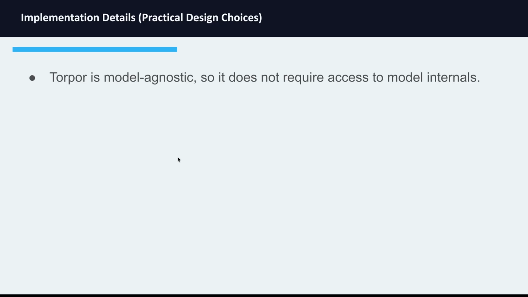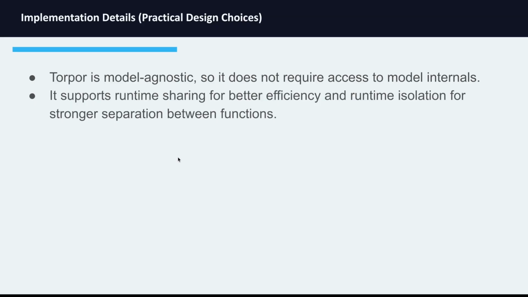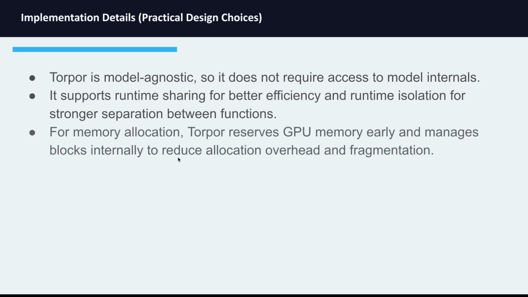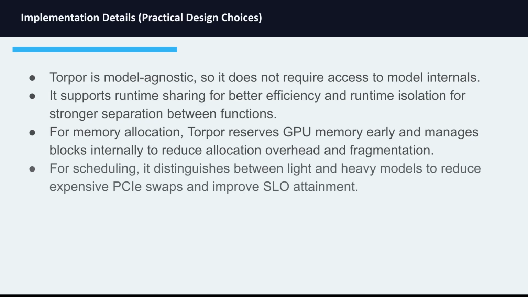So here are some practical design choices. The Torpor system is model agnostic, so it doesn't require any access to model internals, so you can keep your model proprietary. It supports runtime sharing for better efficiency and runtime isolation for stronger separation between functions. And for memory allocation, Torpor reserves GPU memory early and manages blocks internally to reduce allocation overhead and fragmentation. For scheduling, it distinguishes between light and heavy models to reduce expensive PCIe swaps and improve SLO attainment.